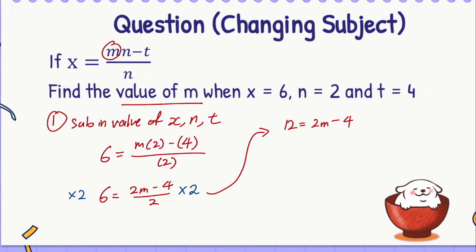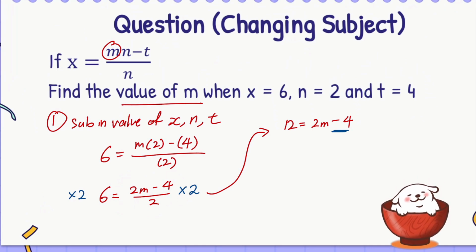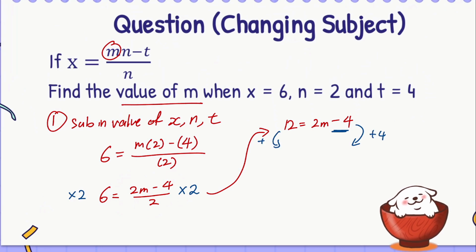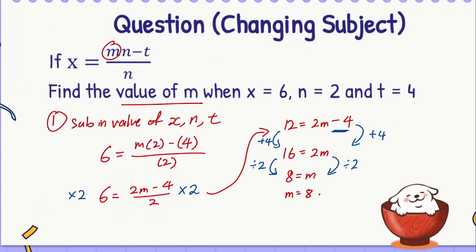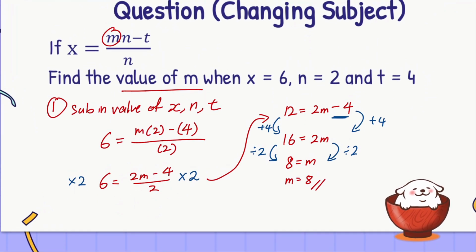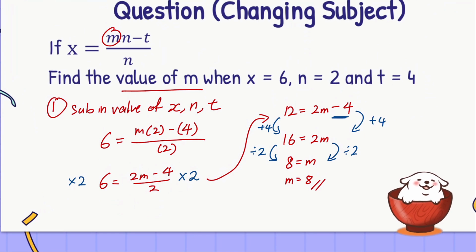Alright? Okay, now it's easy to solve, right? To get rid of the -4 on the right side, we just add 4 on both sides, and we get 16 equals to 2m. And for the last step, to make m the subject, we just divide 2 on both sides. We should get 8 equals to m, or we can write m equals to 8, either one works. And that's how we get our value of m for when m is not the subject. Is that clear?